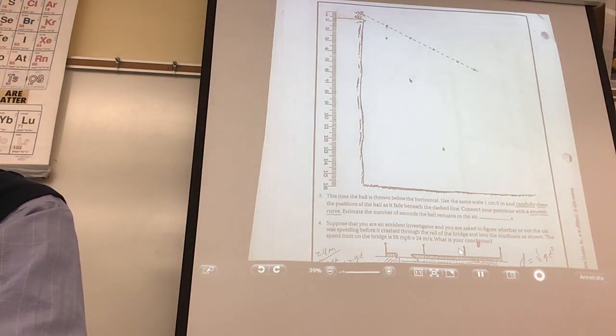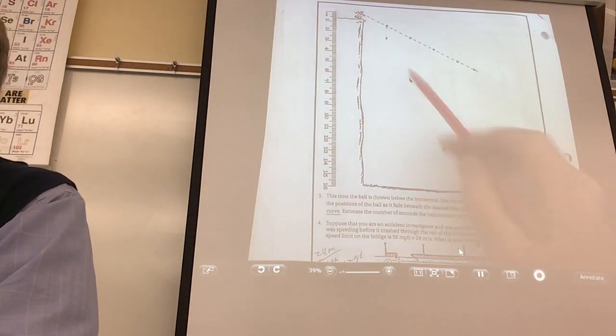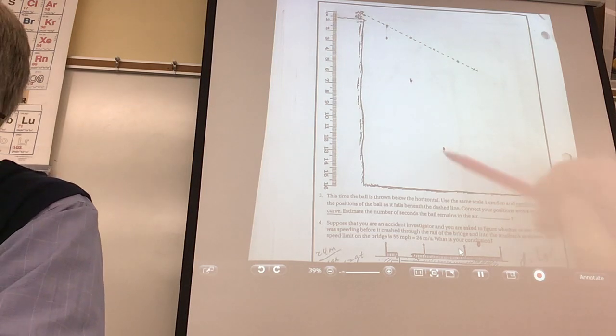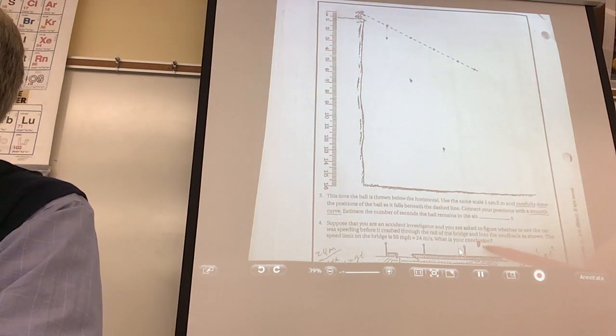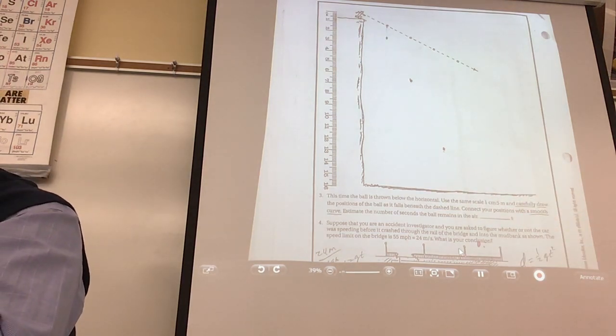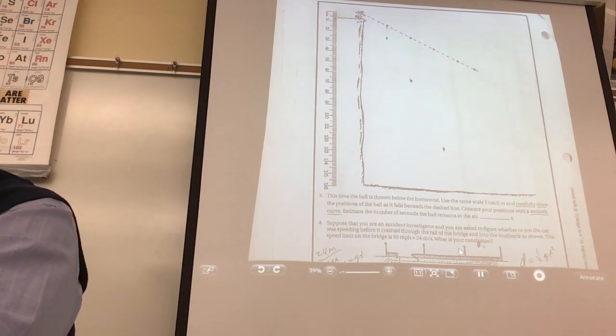I want to say 4, but I don't know. Okay. At the end of 1 second, it was here. At the end of 2 seconds, it was here. At the end of 3 seconds, it was here. So less than 4, more than 3? Okay, so what do you think? 3.5. Could you use the distance formula to find the time?